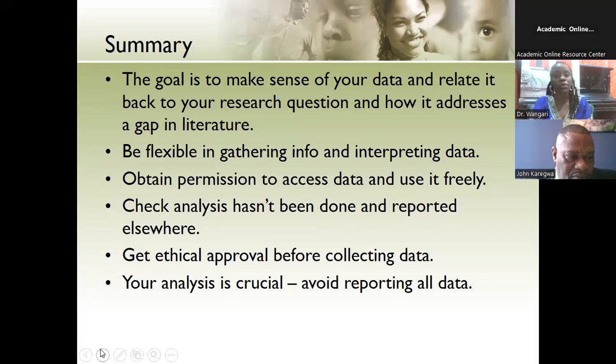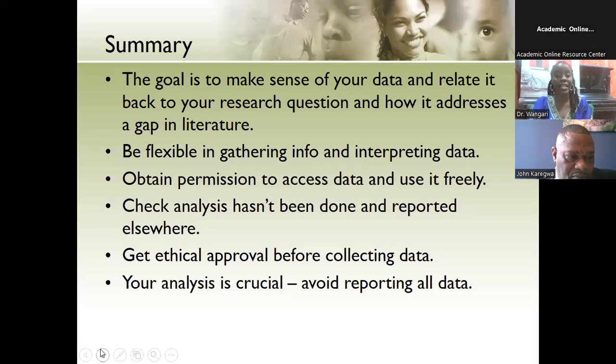So when we do research as M&E professionals, we've got to be flexible in gathering information and interpreting data. You can't say, oh, I'm only used to doing this method, I can't change. Be flexible. And then always remember to obtain permission before you access data so that you can be able to use it freely. And then check that your analysis hasn't been done and reported elsewhere. It's always good to check for plagiarism and also knowing the rules of writing so that at least your work is original. And then getting ethical approval before collecting data is very important.